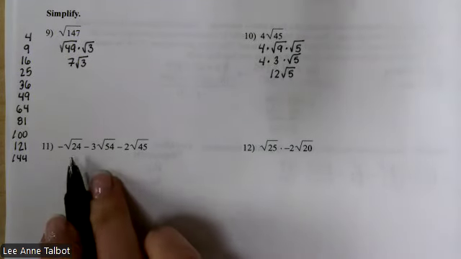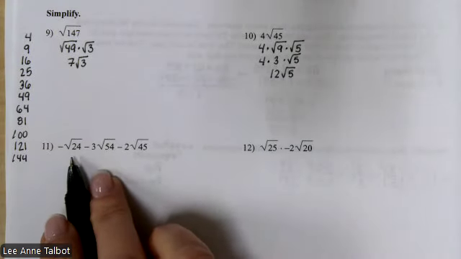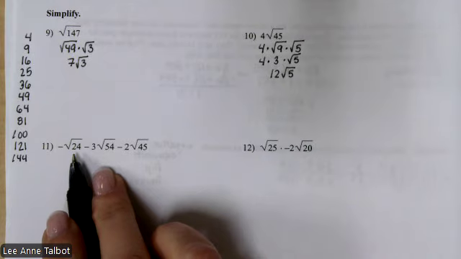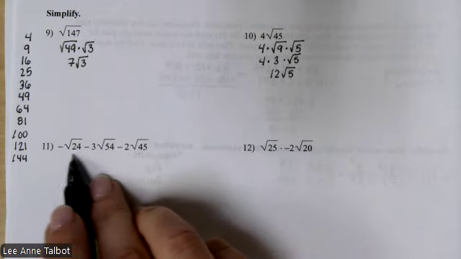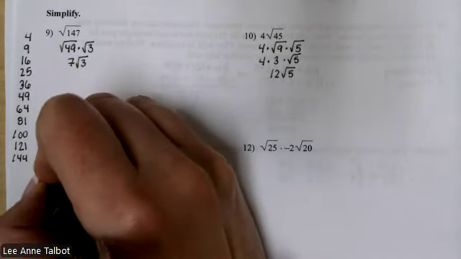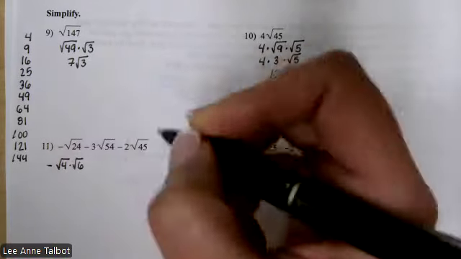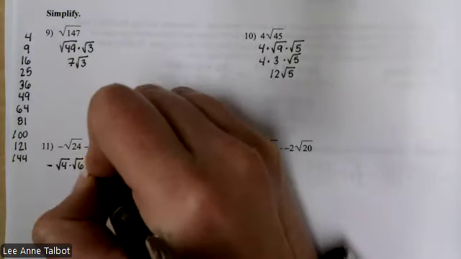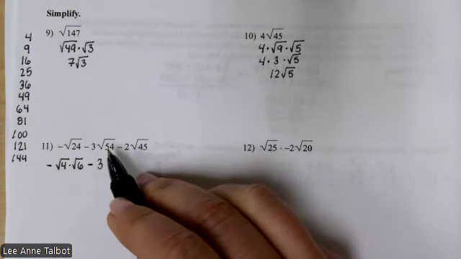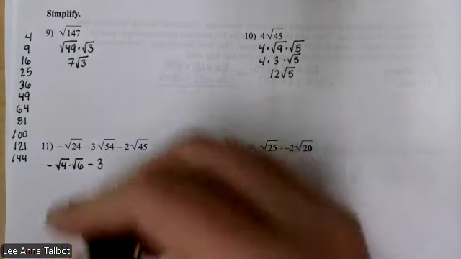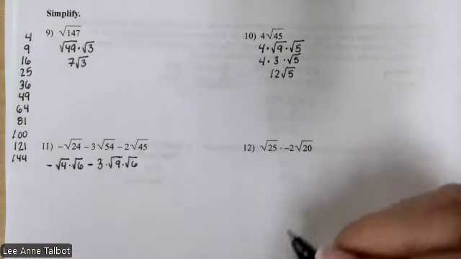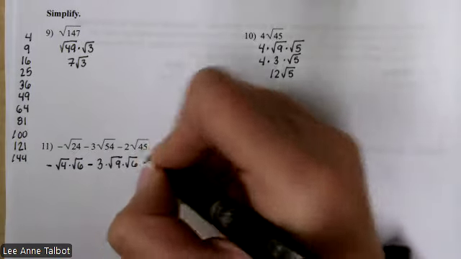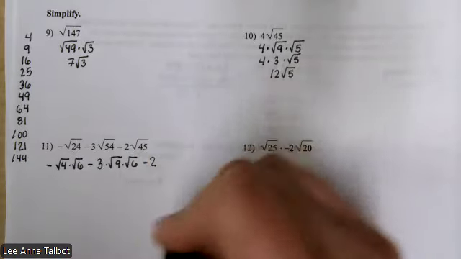Okay, now let's go down here. This first one is 4, correct? The only thing it's divisible by is 4. This first guy here. Okay, so negative square root 4 times square root 6. Okay, what about 54? 9, great job. 9 times 6 is 54. Oh my goodness, is it the third time today we've had root 45?